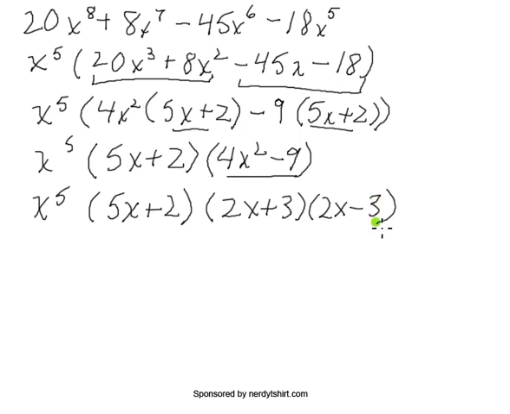So now there's another stage in your factorization complete, and when you scan all your results, especially these new two you just generated here with the 2x plus 3 and 2x minus 3, you can see they're both linear factors. Linear factors don't factor down any further, so there you are. x to the 5th times 5x plus 2 times 2x plus 3 times 2x minus 3 is your fully factored final result.